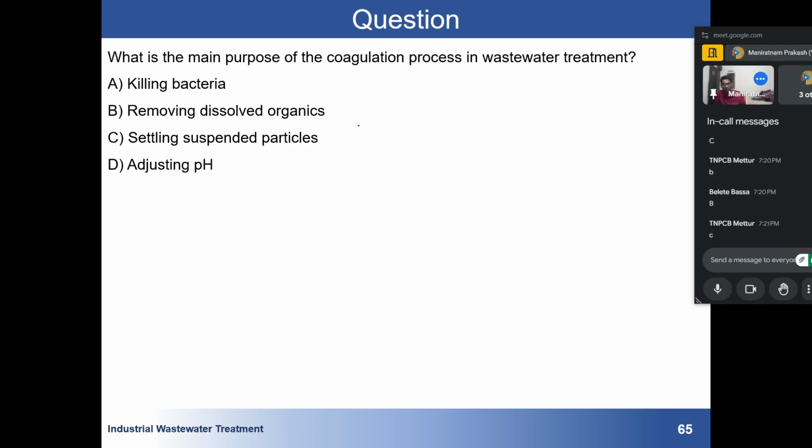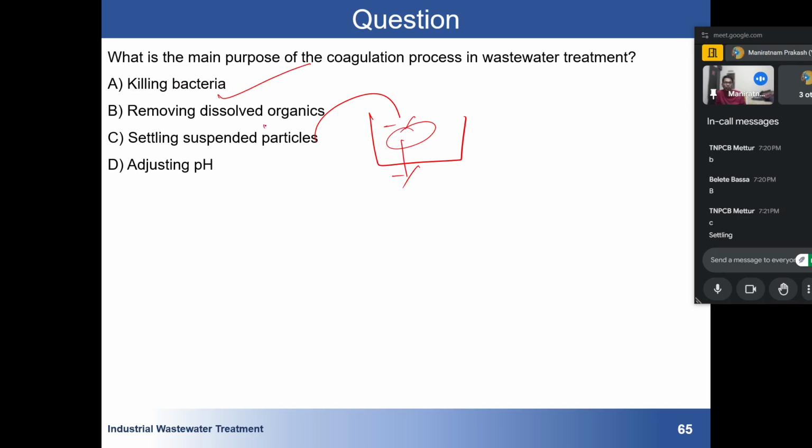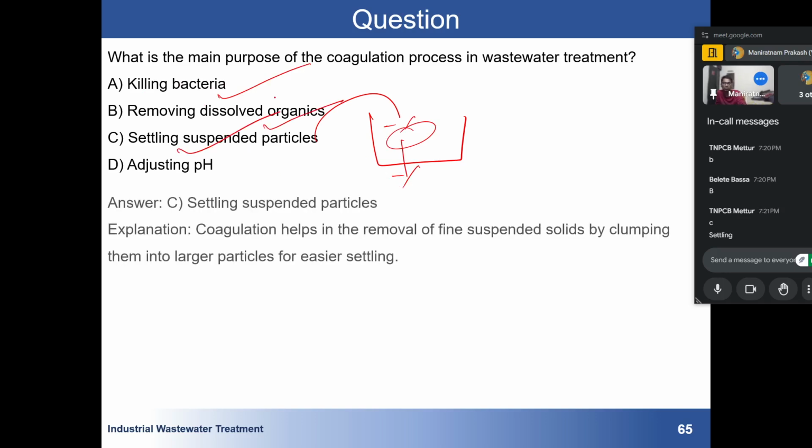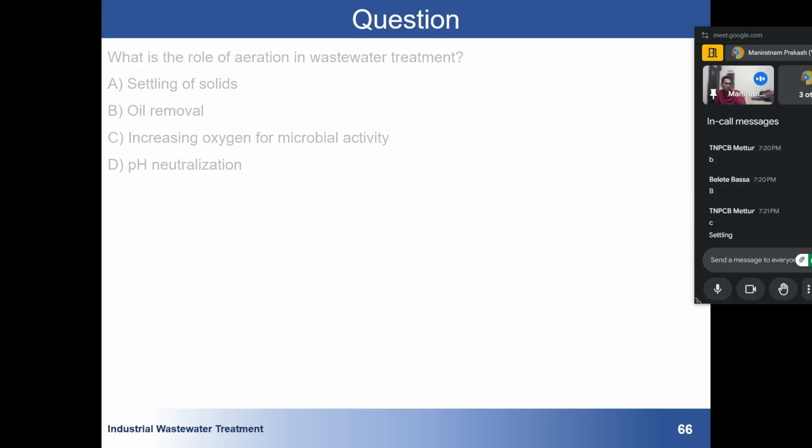Coagulation process. We have seen we add some chemical. Why do we add those chemicals? Do we add those chemicals to kill bacteria or to remove dissolved settling? C. Yes. Correct answer is C: settling suspended particles.